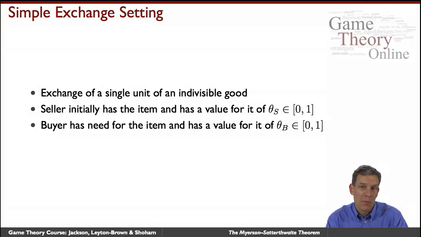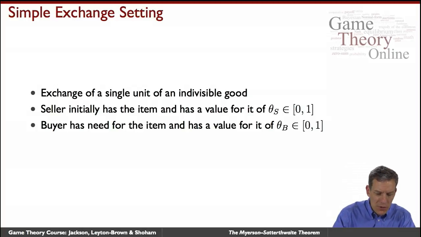Okay, so it'll be a fairly easy one to see too. We're going to look at an exchange of a single unit of an indivisible good. Just say I've got a car, I want to sell it, and I know how much it's worth to me, you know how much it's worth to you, and we start haggling. So we're going to haggle over this.